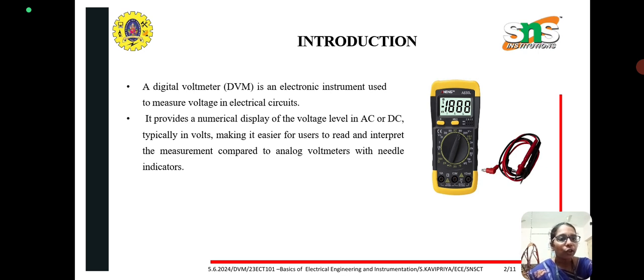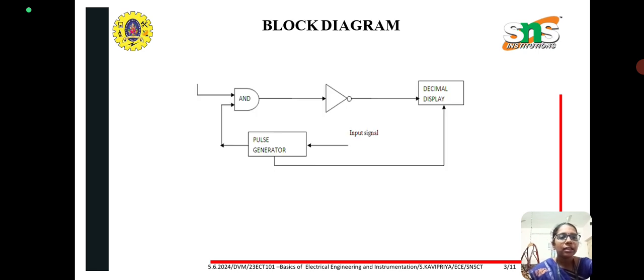It is easier for the user to read and interpret the measurement compared to an analog voltmeter, whereas in an analog voltmeter a needle will be there to indicate the corresponding voltage, whereas a digital voltmeter will have a numerical display. So it is easier for the user to read and interpret the data. And this is the block diagram for a digital voltmeter. It consists of an AND gate, NOT gate, and it has a pulse generator and it has a decimal display.